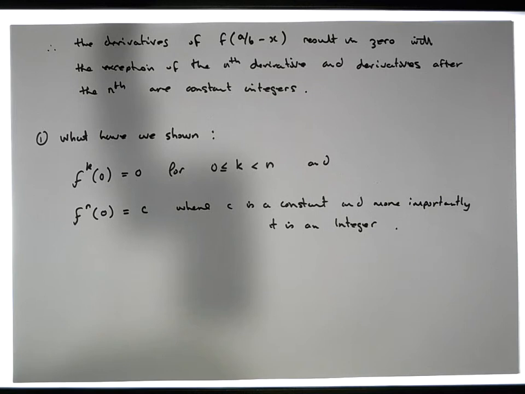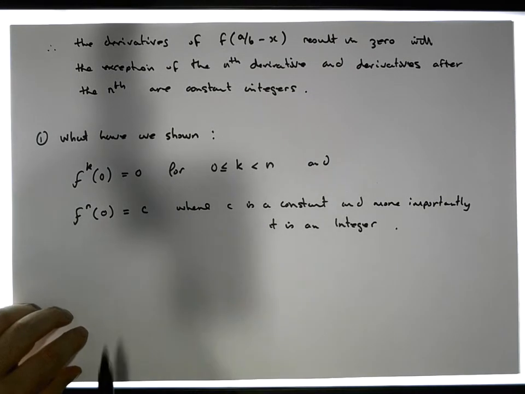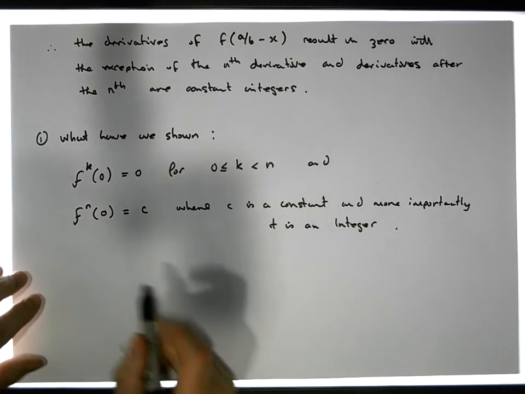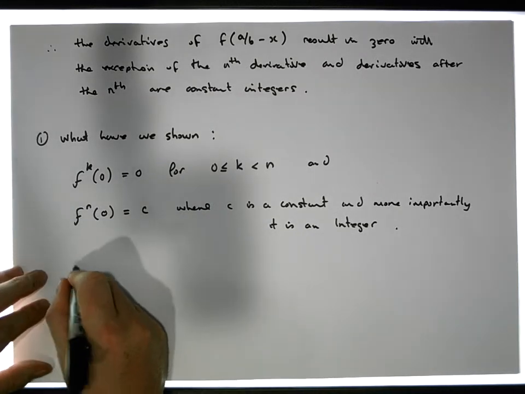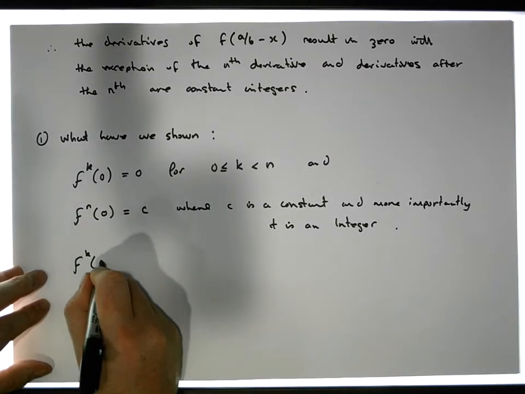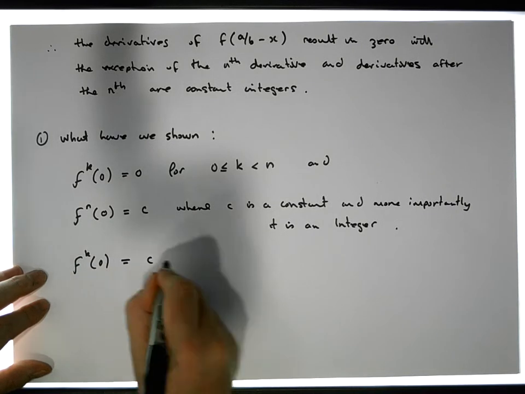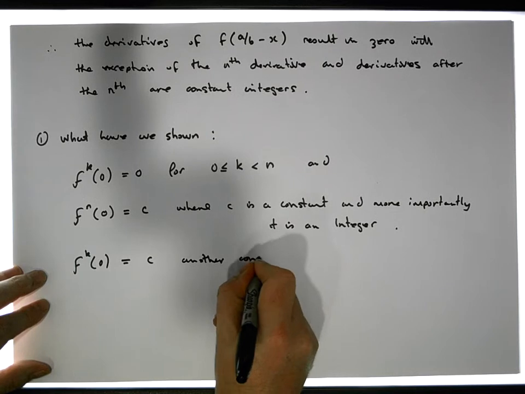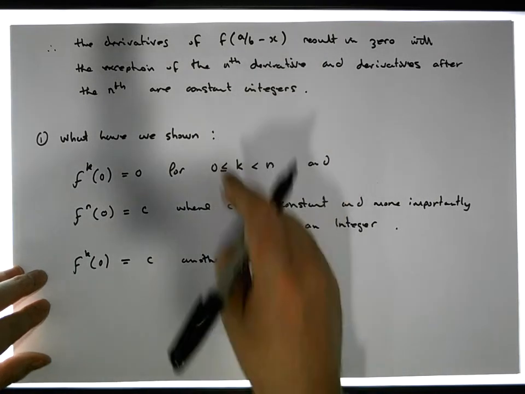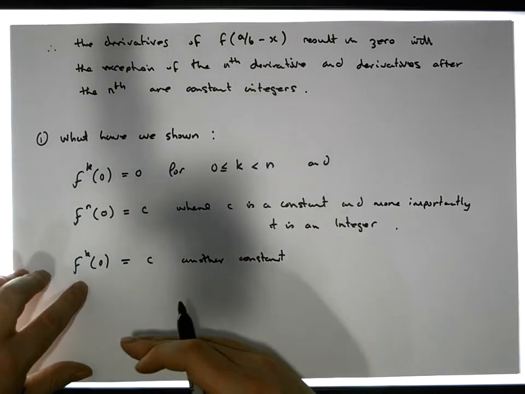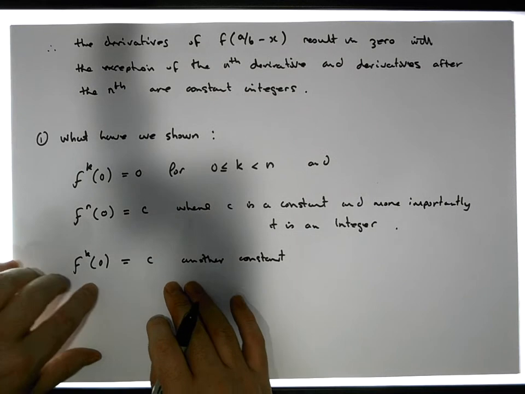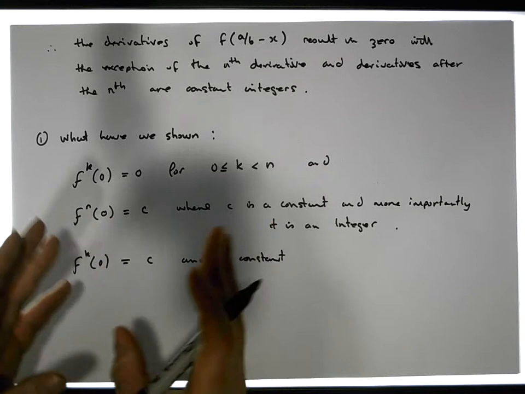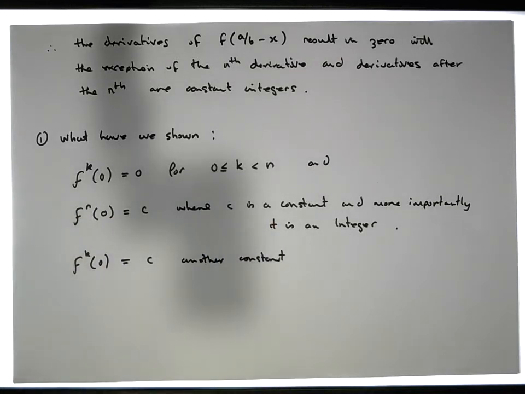What about derivatives after the nth derivative? Well, what we also have is that these derivatives evaluated at 0 are also equal to another constant. If you think about it, the nth derivative's constant is going to get differentiated, which is going to go to 0. But the term just before it, let me just go back here and find this so that we see what's going on.